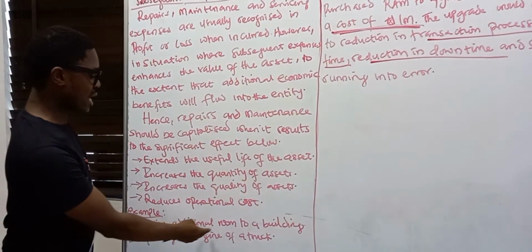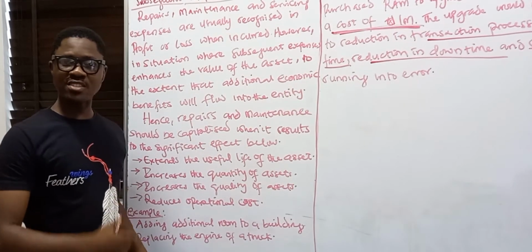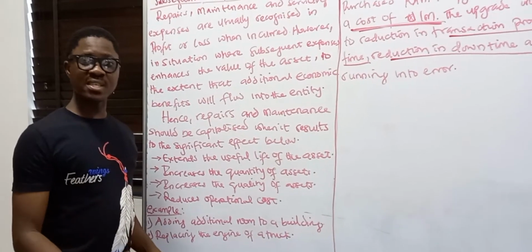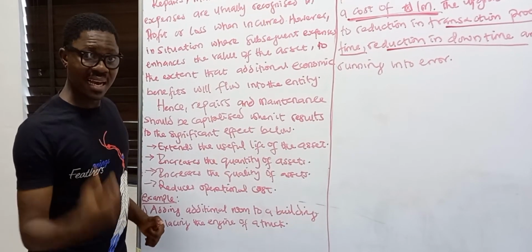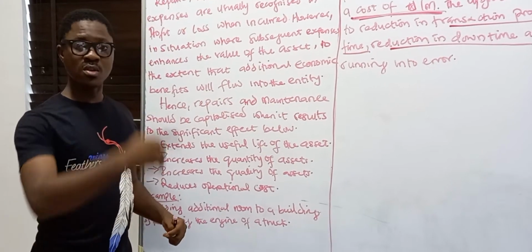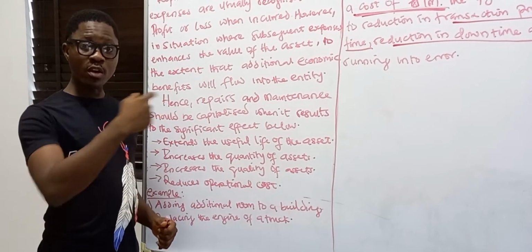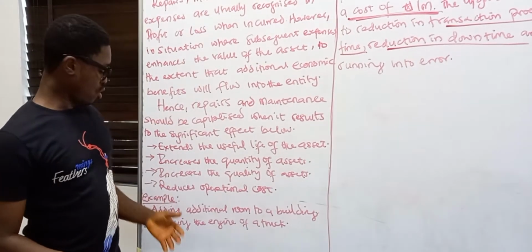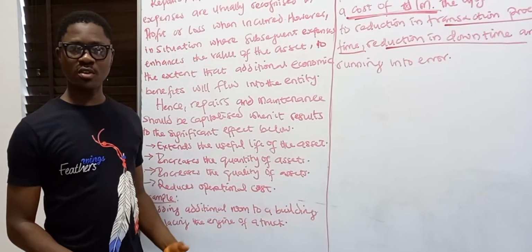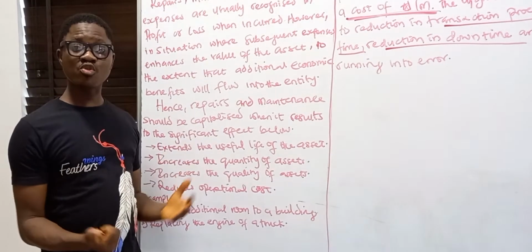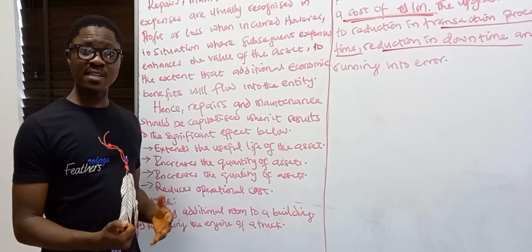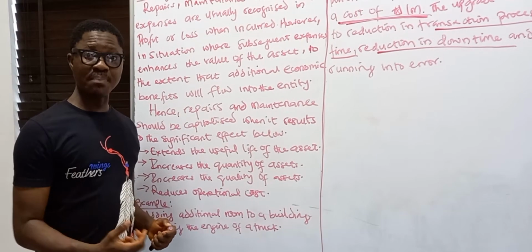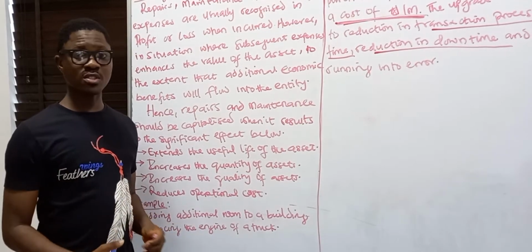Example, adding an additional room to a building. By adding an additional room to a building, such will not be expensed, but what? It will be capitalized. Why? Because as a result of that room, future economic benefits will flow into the entity as a result of that expenditure. Also, replacing the engine of a truck. Replacing the engine of a truck is like buying a new truck. So such replacement cost will not be expensed in the profit or loss, but will be capitalized at initial recognition.